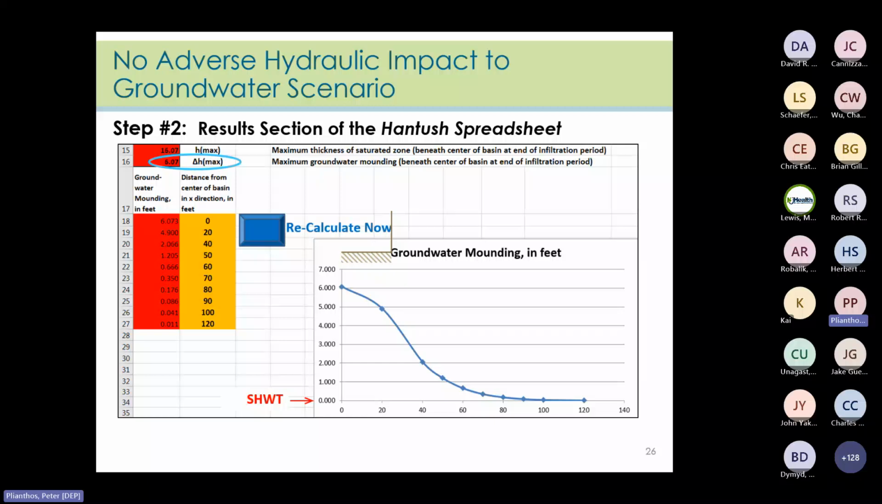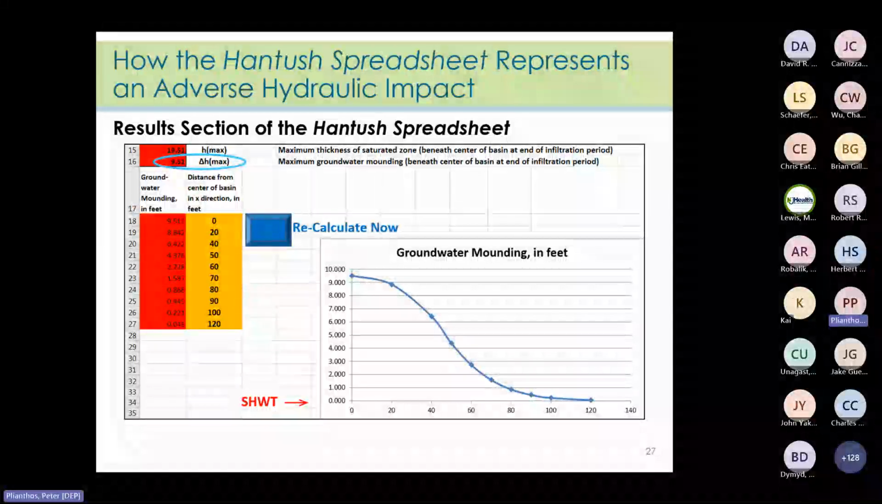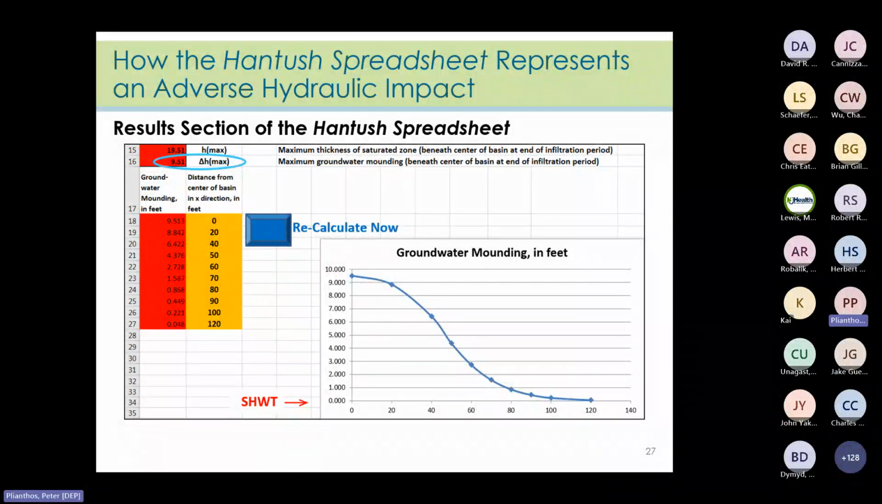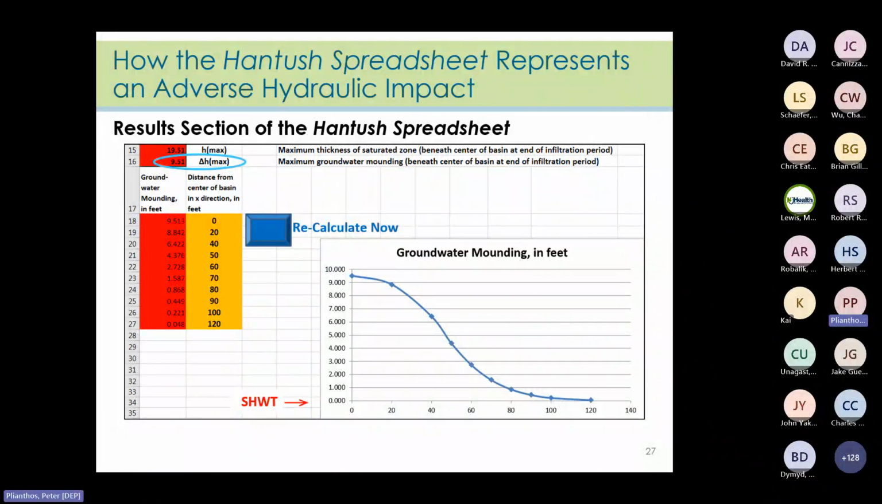Next, we'll talk about when things go wrong, meaning adverse impacts. This slide is not for the example I just presented. It is meant to show you what happens in the spreadsheet when the groundwater mounding height is too high. If you click on the dark blue Recalculate Now button, and the results show delta H max in the area I've circled is larger than the distance from the seasonal high water table to the bottom of your BMP, you won't be able to tell just by looking at the graph.